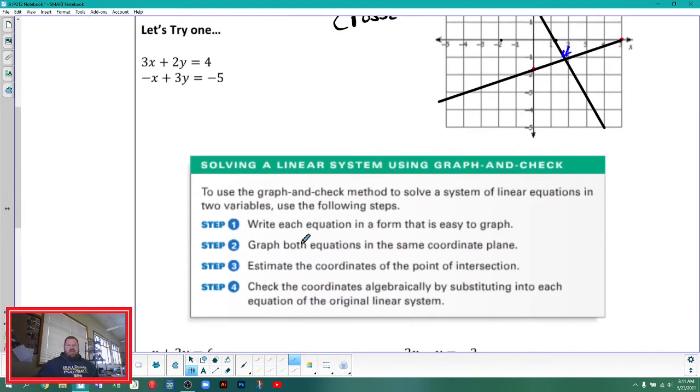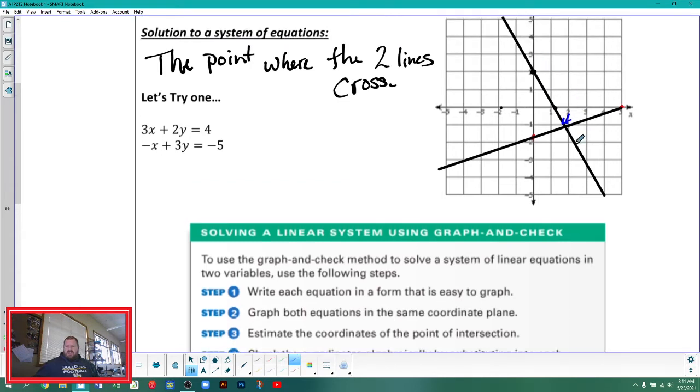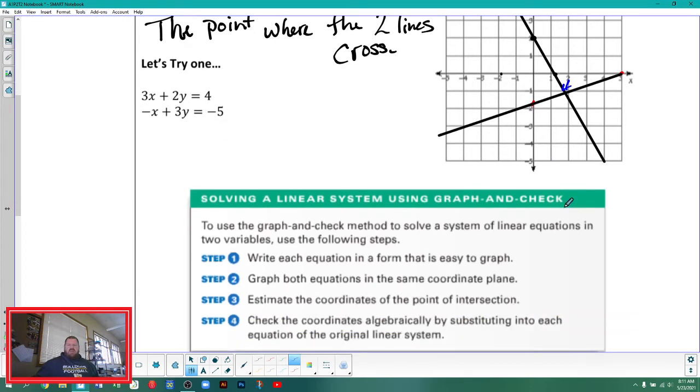So that's why we talk about this method as graph and check. If you get something that feels off of a point just a little bit, we are looking where the two lines cross, and they do cross right there. But I don't know if these are graphed right, so I'm going to use the point that I think it is. Sorry, 2, negative 1. I think that it's 2, negative 1. I'm going to try that in both of my equations.